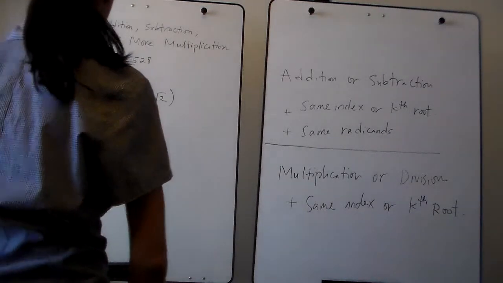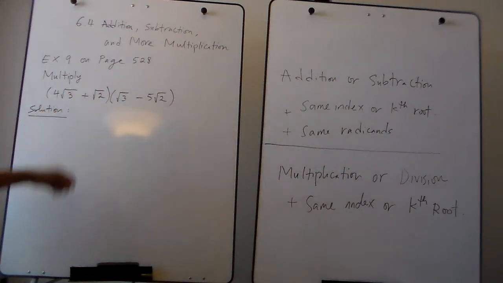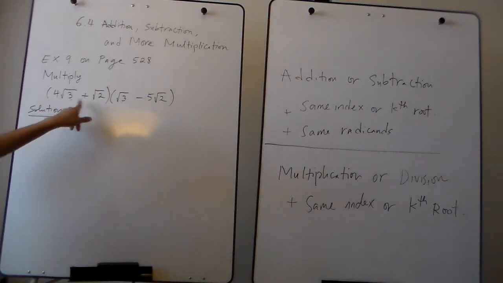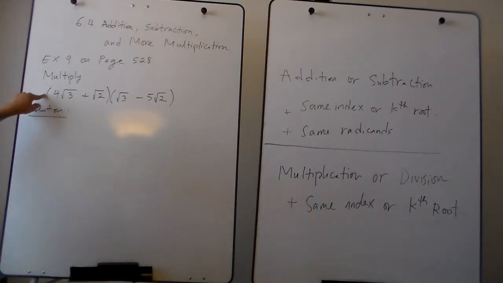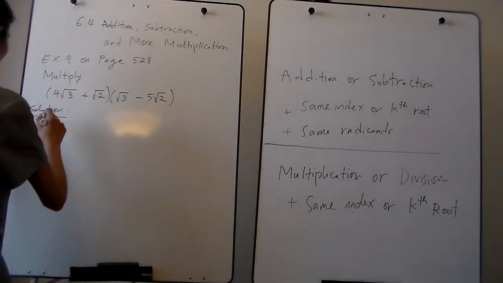Example 9 on page 528, multiply these two factors. Now, each factor has two terms. The second factor has two terms as well. So it looks like we're going to use the FOIL method or distribute. So, solution.